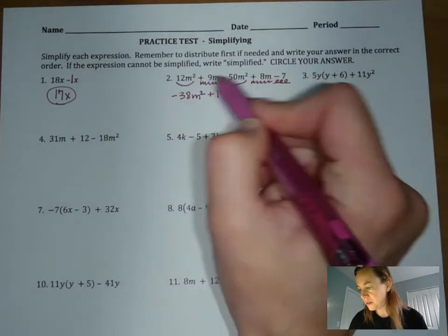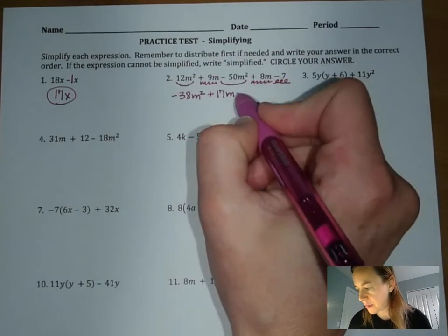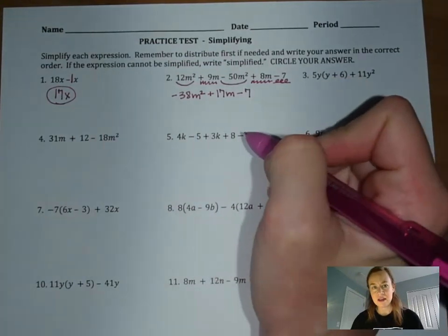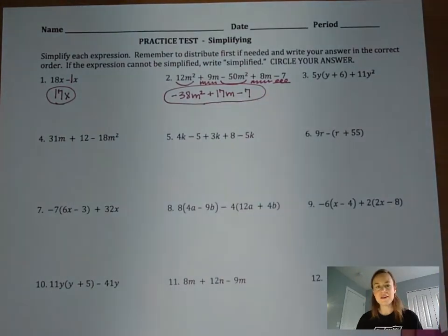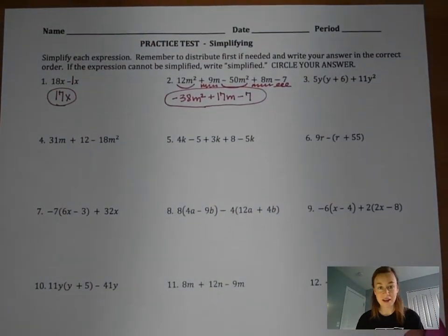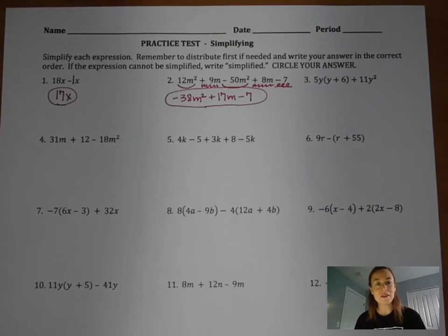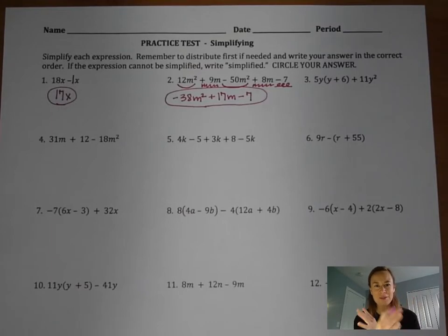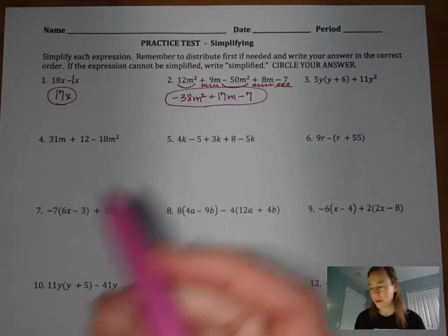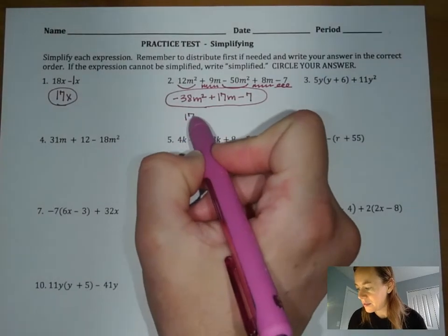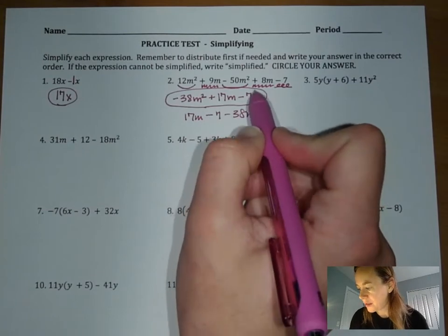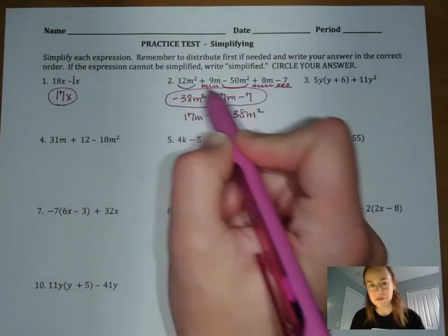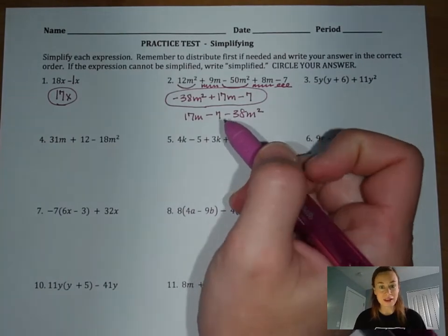And so we've used this one, and we've used that one, and there's just the minus 7 left. And then we're done. If yours came out in a different order, that's completely fine. I'm not worried about order. Just be aware that it's a multiple choice test, so the answer you're choosing might have the terms in a different order. But as long as they're the same, for example, if you had 17m minus 7 minus 38m squared, you have the same three terms here. They're just in a different order. That would be totally correct.